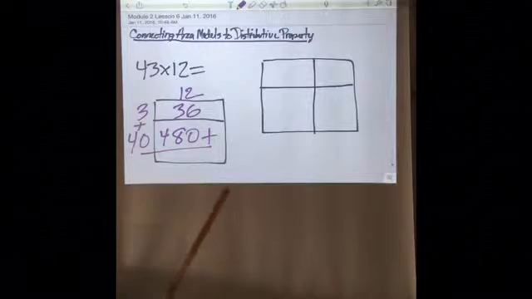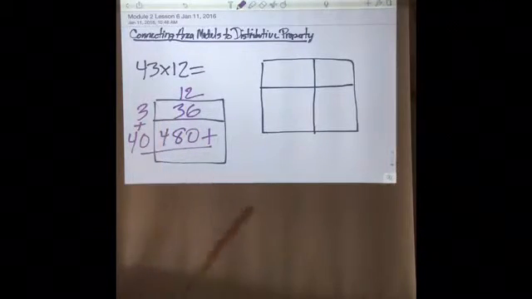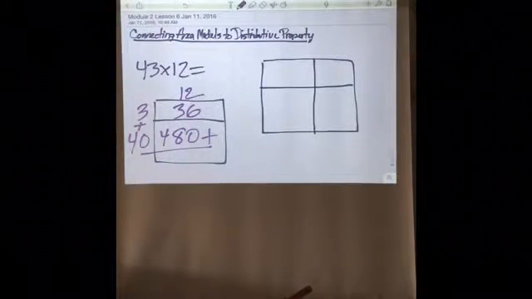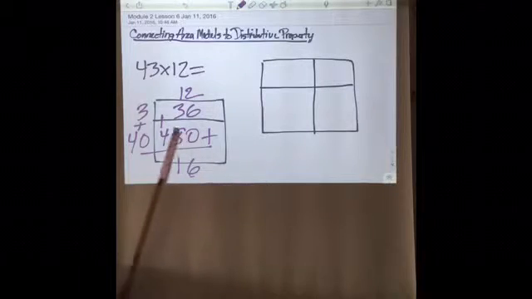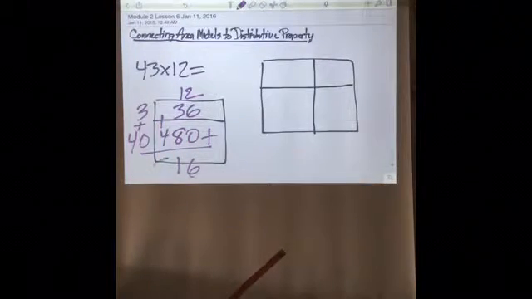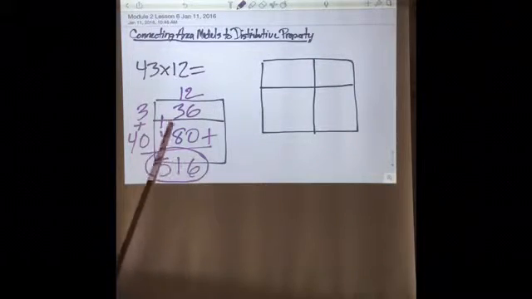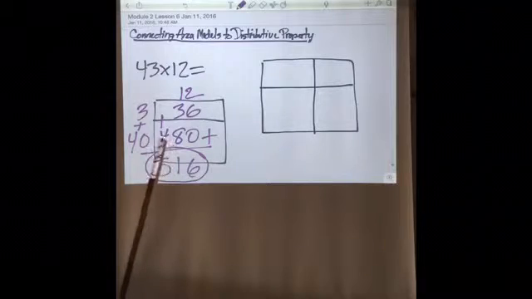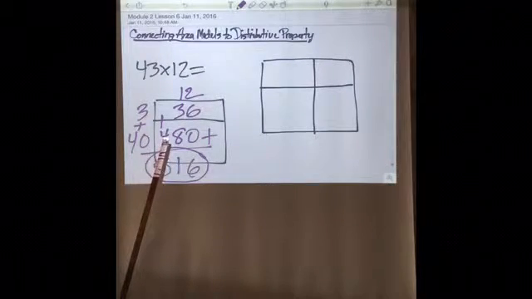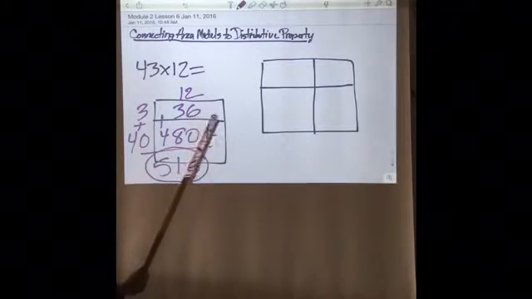Now, what am I going to do? I have to put them back together, right? Because I took them apart to make multiplying easier. So 6 plus 0 is 6. 8 plus 3 is 11. Carry the 1. 4 plus 1 is 5. And our answer is 516. So does that make sense? And do you remember how we did this from last time? I hope you're saying yes.